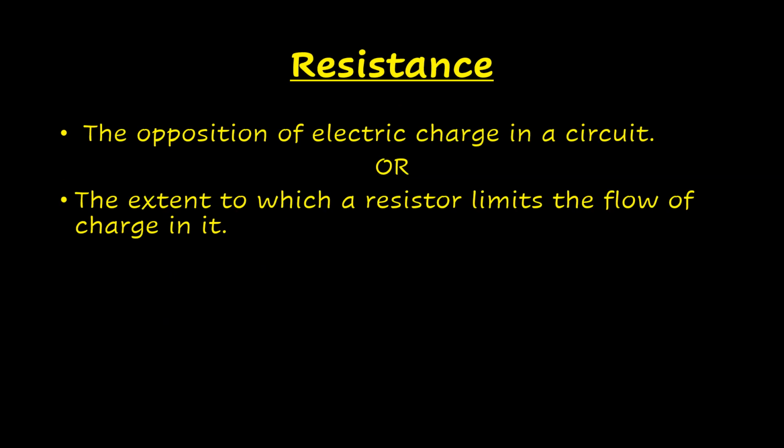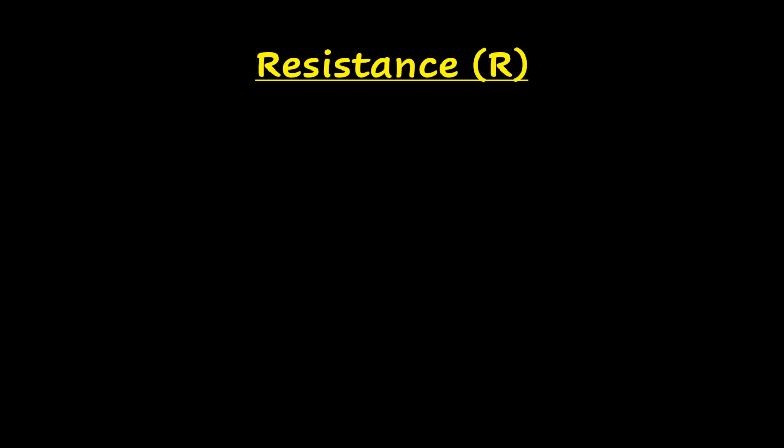We have explained that resistance is the opposition to the flow of electric charges, or the extent to which a resistor limits the flow of charge in it. The higher the resistance of the resistor, the smaller the current. This relationship is given by the following expression. R equals V divided by I.